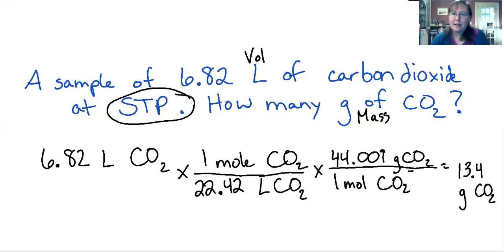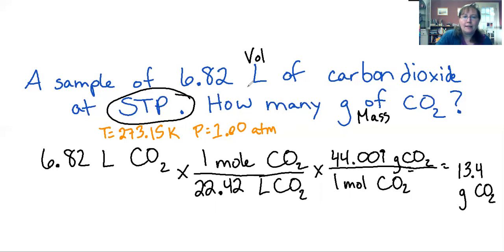So if you're at STP, you don't have to do the whole setup if you don't want to. You could easily do the ideal gas law and then a stoichiometry for this problem. But you just need to remember, if you're going to do this one, that STP means a temperature of exactly 273.15 kelvins and a pressure of exactly 1.00 atmospheres.